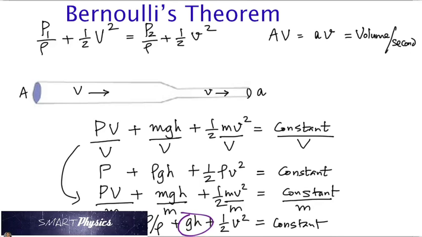So what is P1 and P2? P1 is the pressure in this part, and P2 is the pressure in the small part. Two questions: where do you think it's flowing faster? The smaller one. So where is the pressure lower? The smaller one. That's Bernoulli's theorem. Where the velocity is higher, the pressure is lower.